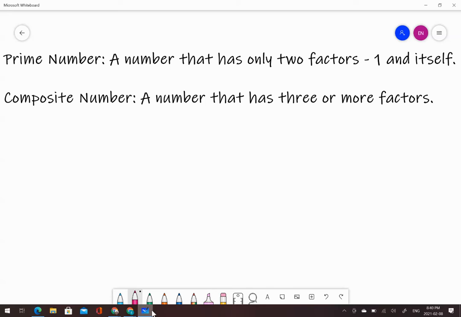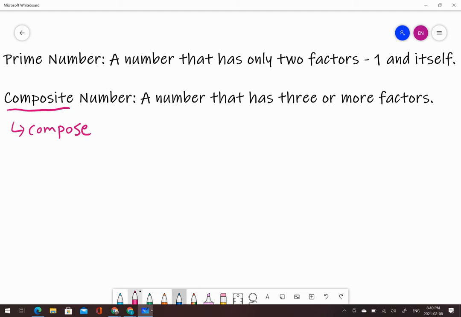Hi, we are going to be looking at prime numbers versus composite numbers. The word composite is similar to the word compose, and compose means to make or make up. So a composite number is a number that has three or more factors, and a prime number is a number that has only two factors, one and itself.